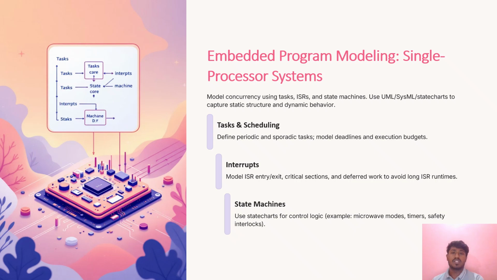Now we'll see embedded program modeling. Single processor systems model concurrency using tasks, ISRs, and state machines, and use UML and SysML structures to capture static structure and dynamic behaviors. It includes tasks and scheduling, interrupts, and state machines.